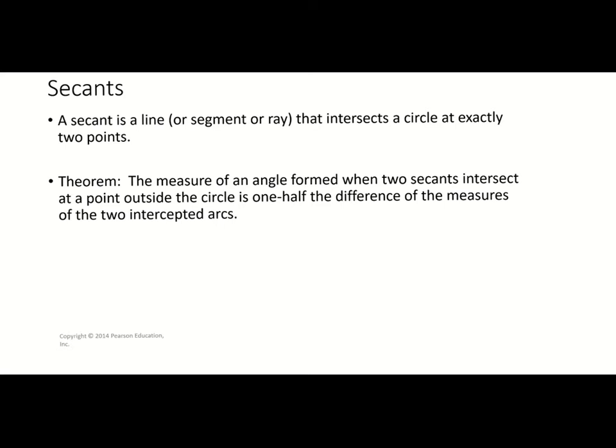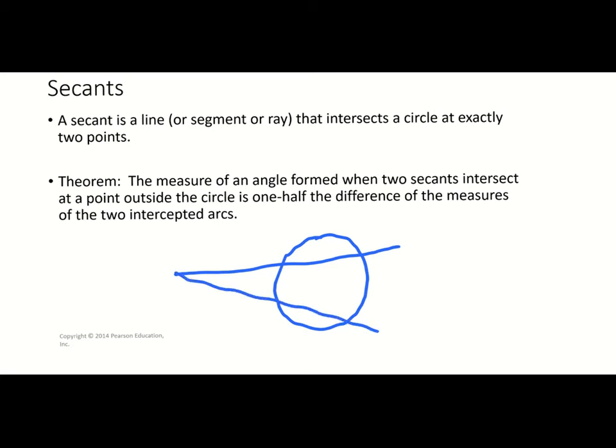So a secant, if I have a circle here, a secant will meet at 2 points. And then if you have two secants that form an angle outside of your circle, the measure of this angle right here is again going to be equal to 1/2 the difference of the measures of the two intercepted arcs.